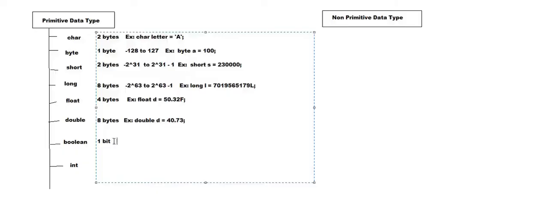And what does boolean contain? True or false. It contains true or false. For example, we can say here boolean check equals true, like that. Int is 4 bytes only, and the range of that int.